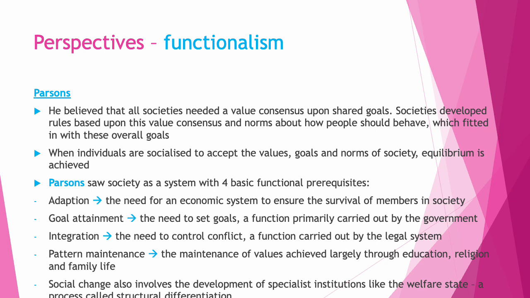Parsons saw society as a system with four basic functional prerequisites. Adaptation, the need for an economic system to ensure the survival of members in society. Goal attainment, the need to set goals, a function primarily carried out by the government. Integration, the need to control conflict, a function carried out by the legal system. And pattern maintenance, the maintenance of values achieved largely through education, religion, and family life. Social change also involves the development of specialist institutions like the welfare state.